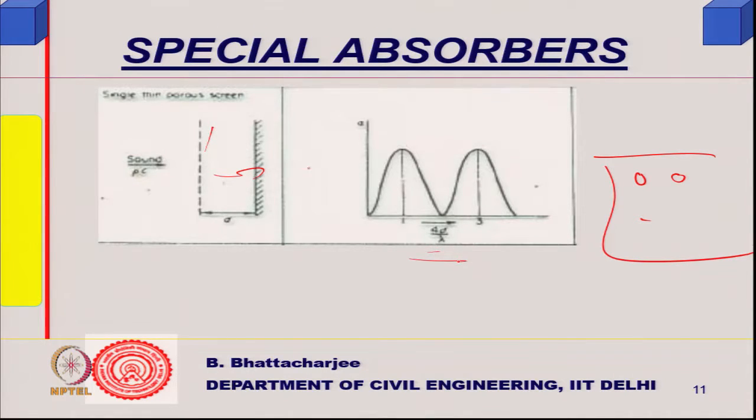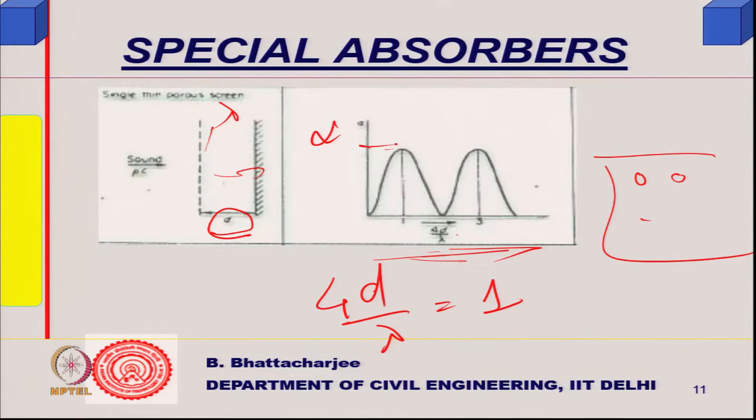Now, its response, the alpha value, the absorption coefficient, is maximum when 4 d by lambda, this is distance d, lambda is the wavelength of the sound. So, when 4 d by lambda is equal to 1, its absorption is maximum, or 3, 5 etc., one can show that. So, you see, if my frequency is such that 4 d by lambda should be equal to 1, let us say. In that case, I can find lambda, which is nothing but C by f.